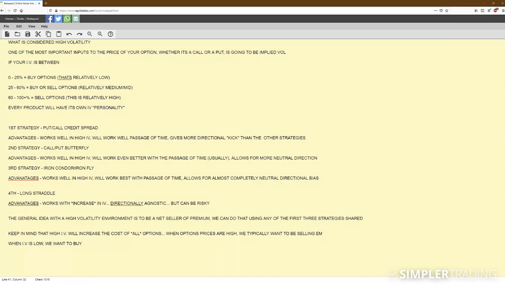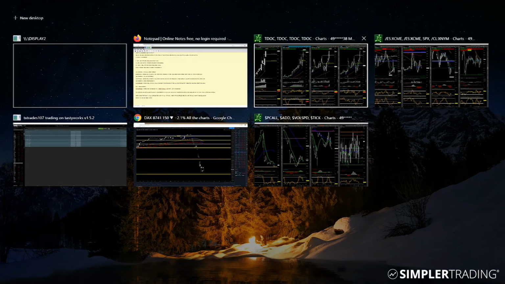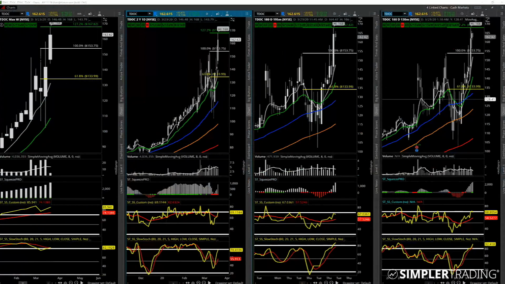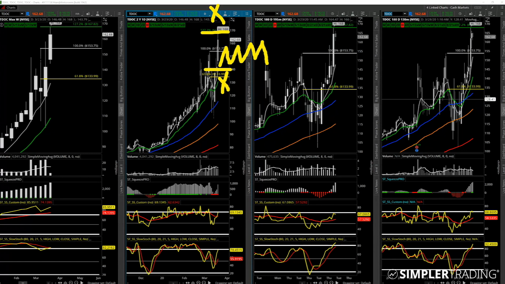So the idea behind the condor is essentially, I'll just use TDoc here again. Let's say that I had done a 170, 140 condor, right? As long as it trades between 170 and 140 and doesn't exceed it, because keep in mind, on a condor you lose on either end, similar to a butterfly. As long as it doesn't exceed it and trades into this zone, you will make money with the passage of time and the decay of the premium as it trades sideways.